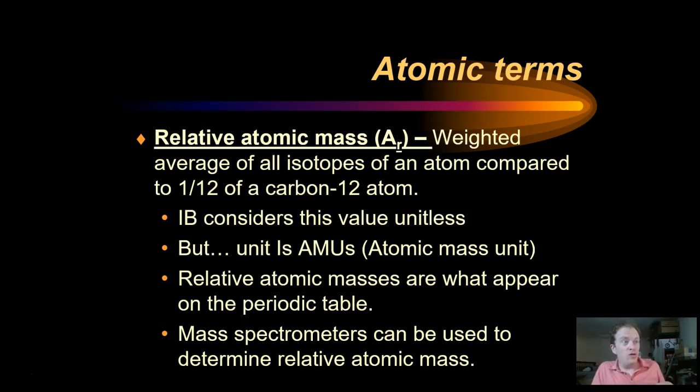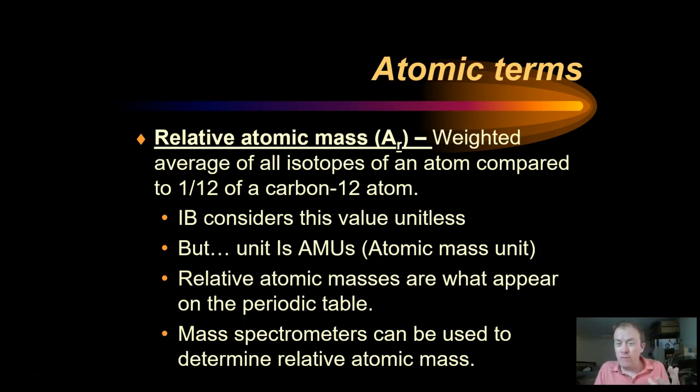So we just arbitrarily say, okay, 1/12 of a carbon-12 atom is going to be 1, and we're going to compare every other thing to that. Since carbon-12 has 12 nucleons, and protons and neutrons both weigh about 1 AMU, we're comparing all of their masses to that. Again, IB considers it unitless. So these are what appear on the periodic table. Those numbers in the periodic table are an average.